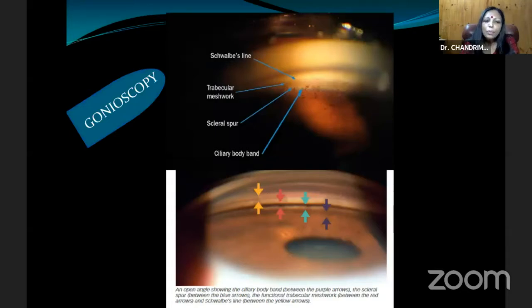I put up a picture of gonioscopy just to refute my first sentence, that we have to do gonioscopy, come what may. You cannot start pilocarpine without doing gonioscopy. You have to do a gonioscopy if you're to treat a glaucoma patient. And look how beautifully you can see that angle. That's an open angle where you can see the structures very nicely, starting from the ciliary body band to the scleral spur, trabecular meshwork, and Schwalbe's line.